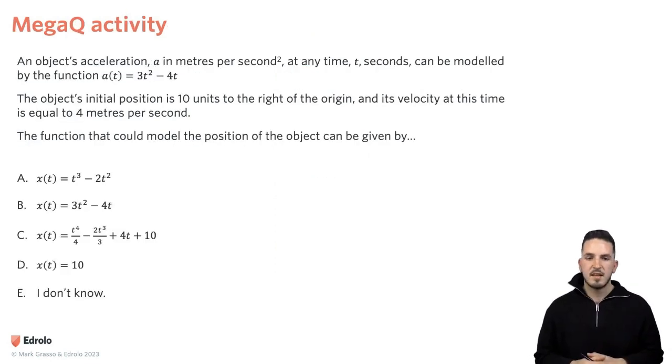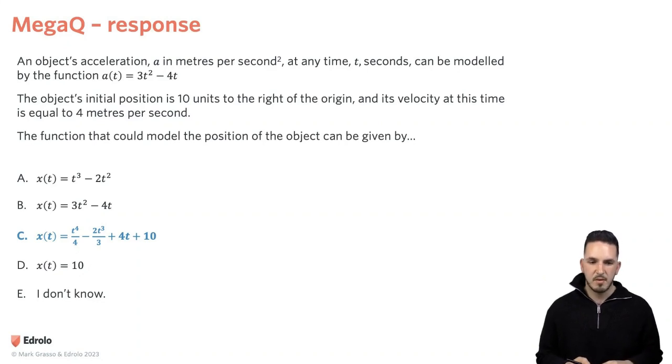An object's acceleration a in meters per second squared at any time t seconds can be modeled by the function a of t equals 3t squared minus 4t. The object's initial position is 10 units to the right of the origin, and its velocity at this time is equal to 4 meters per second. The function that could model the position of the object can be given by x of t equals t to the power of 4 divided by 4 minus 2t cubed on 3 plus 4t plus 10.